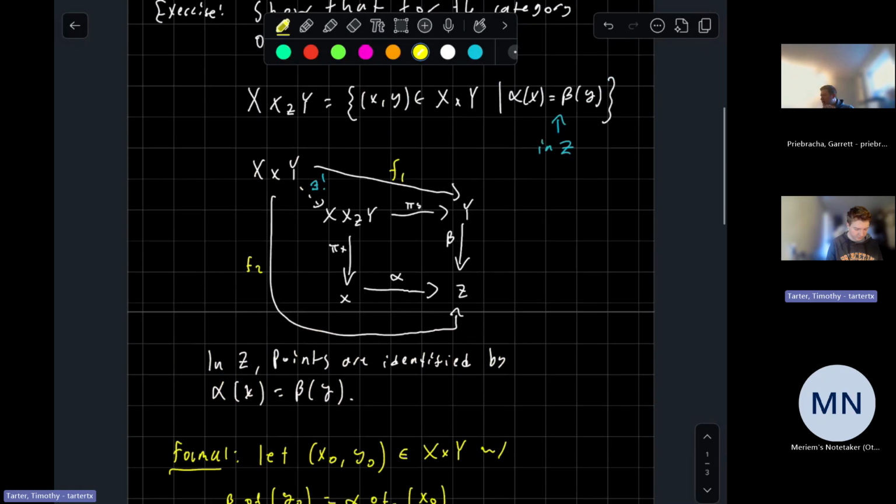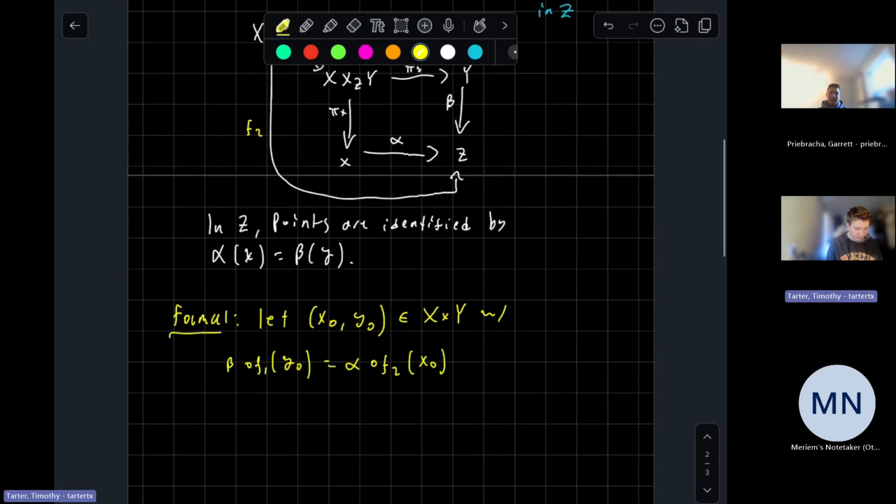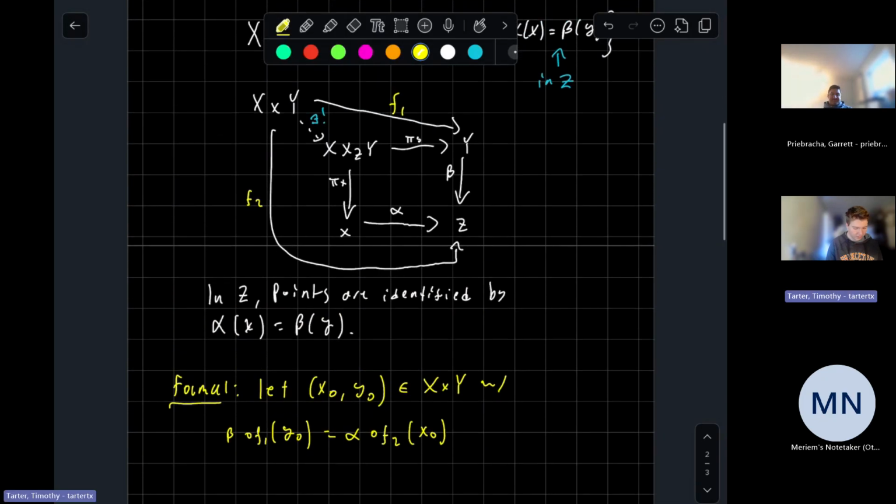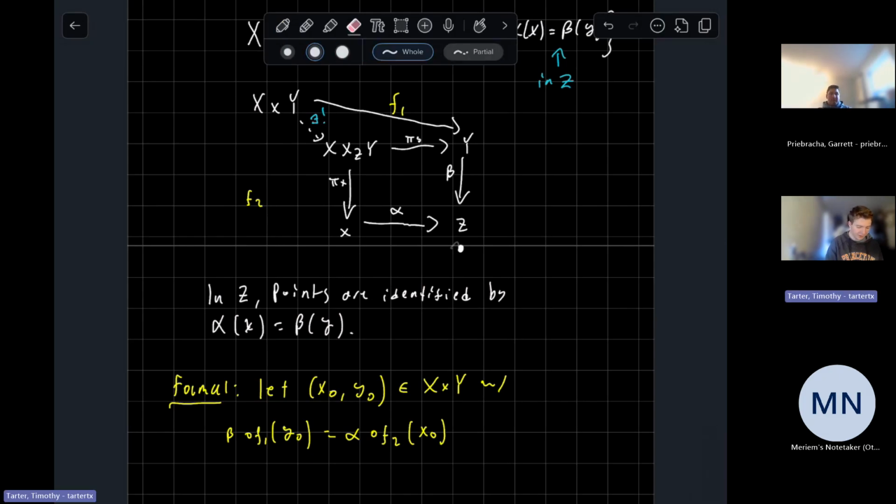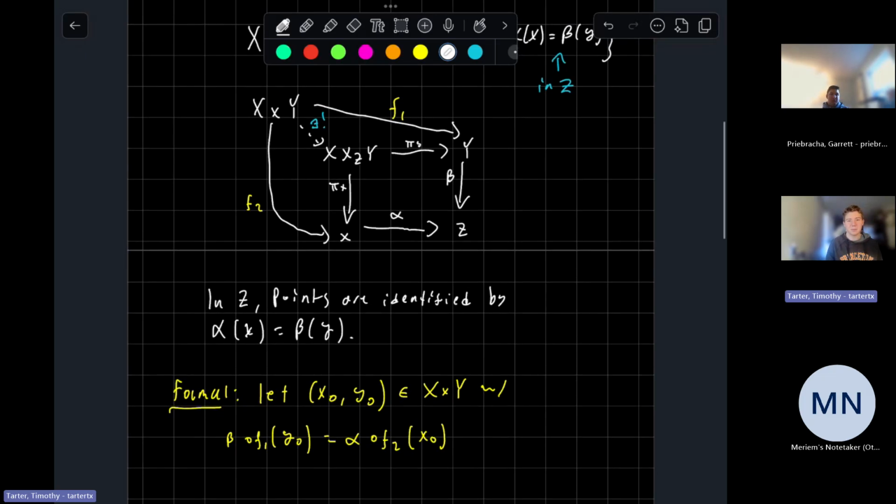Oh. This was not meant to go all the way to Z. There we go. Now the diagram is correct. For those watching the recording, it's 8 a.m. Give me a break.